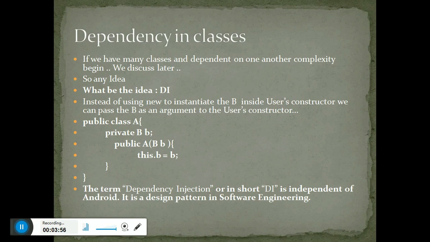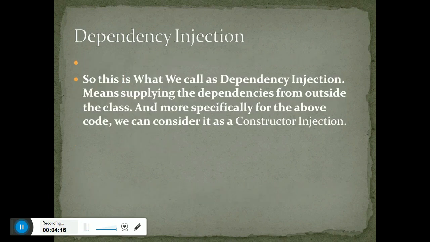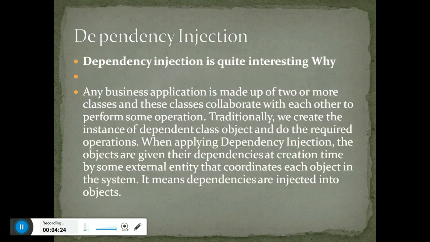And if somebody asks you, you can say that it is a design pattern in software engineering. And how we can pass it: as you see, the object of class B, this dot b and b, that's with the constructor injection also we are saying. So this is what we call dependency injection, meaning supplying the dependencies from outside the class, more specifically for the above code.